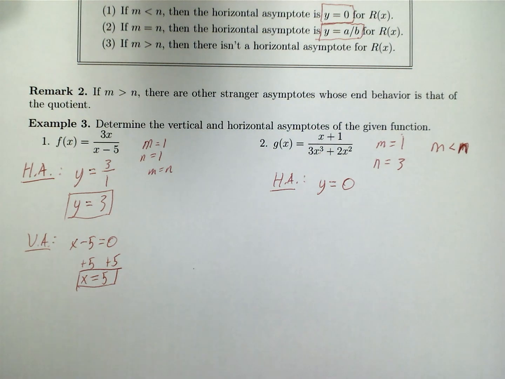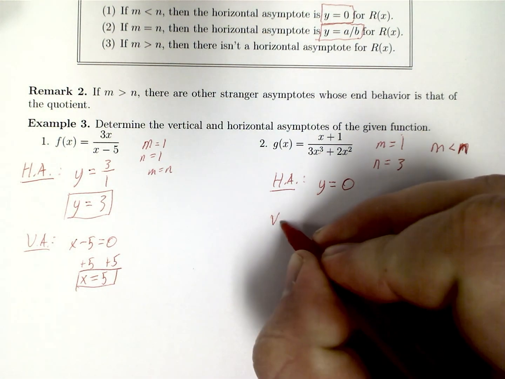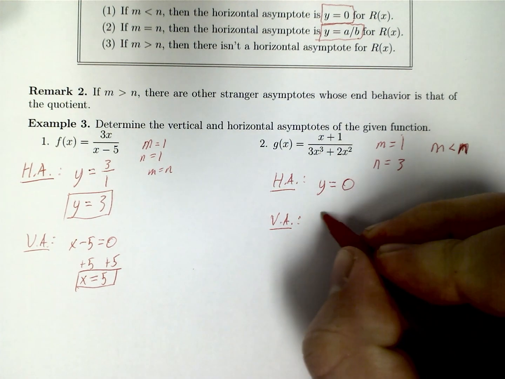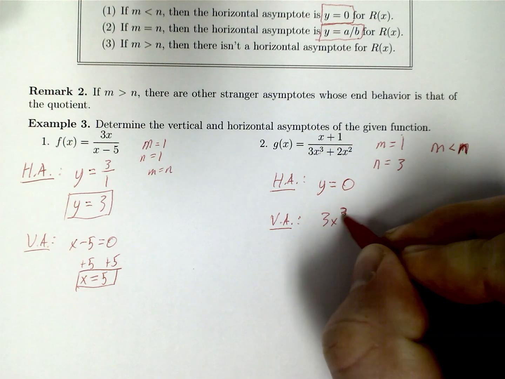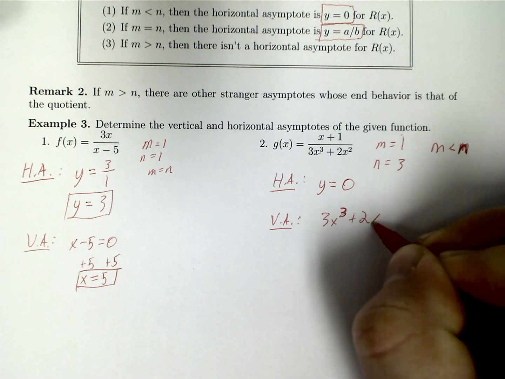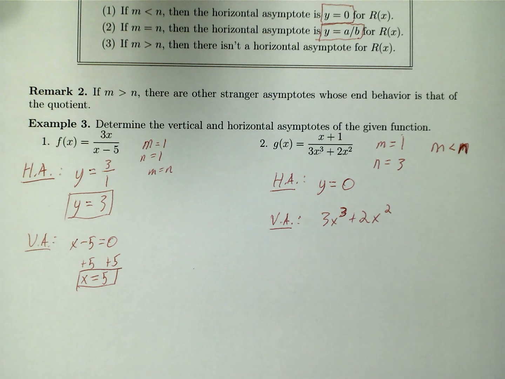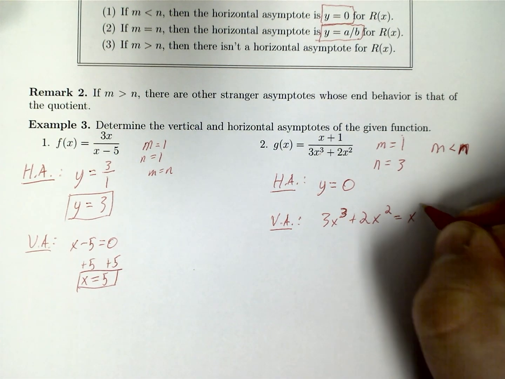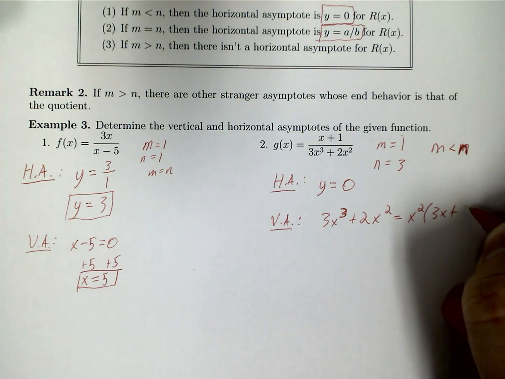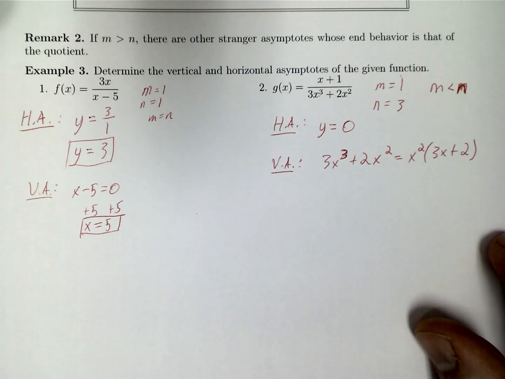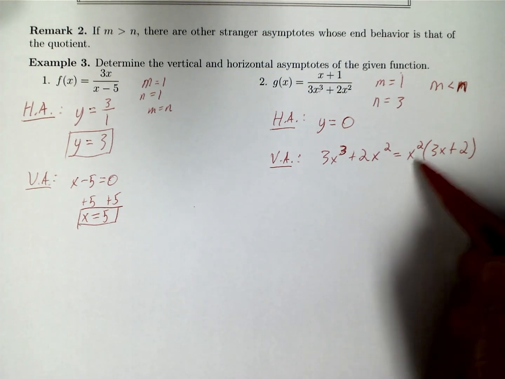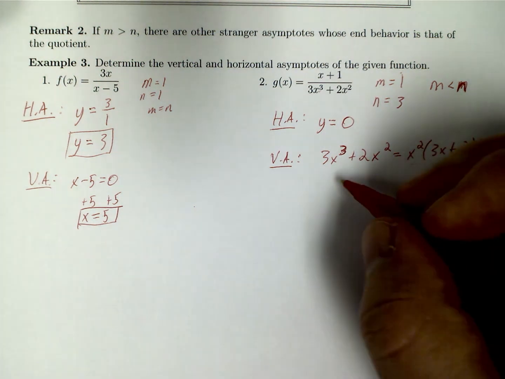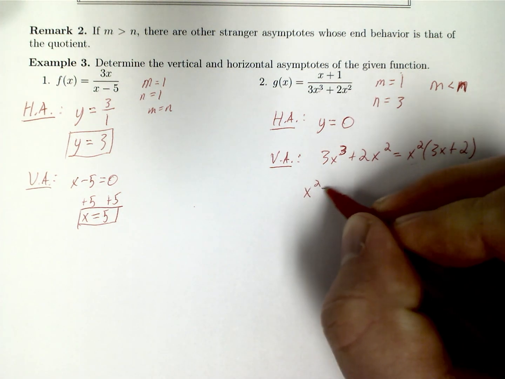No computation. What about for vertical asymptotes, though? Well, look at the denominator. 3x cubed plus 2x squared. And we find a full factorization. So we can factor out the x squared, and that leaves us with 3x plus 2. And what do we do? Well, the x squared and the 3x plus 2 are not in the top, so they're unique. And what we can do is set them equal to 0.